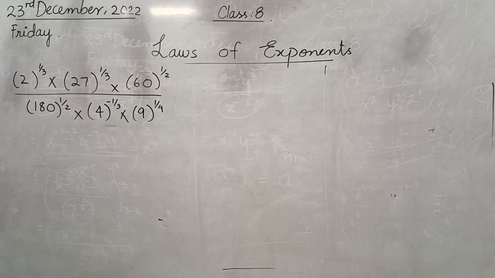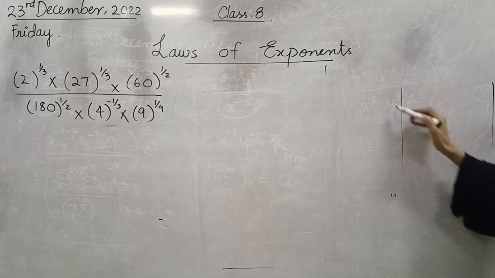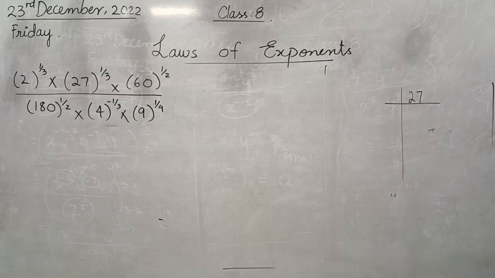2 is a prime number. What are prime numbers? Very good. Numbers having exactly 2 factors, the number 1 and the number itself. Great. You know what are prime numbers. So first of all, 2 is already a prime number. We will find out the LCM of 27. Help me to do the prime factorization of 27.